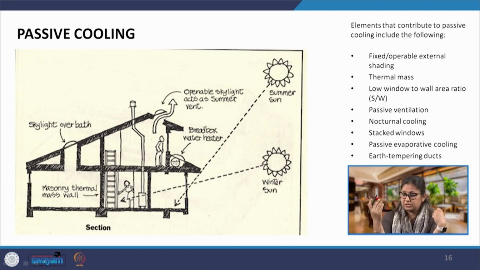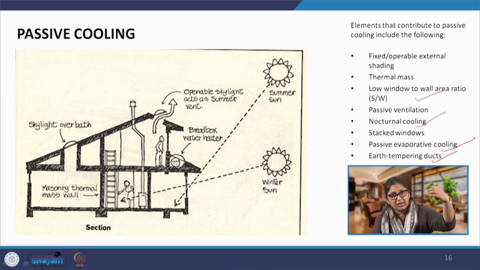For cooling again the broader domains remain the same, but their application changes. For example, minimal window to wall ratio is required in areas which require more cooling. Then we might be requiring nighttime cooling, or we might be requiring evaporative cooling, earth ducts, where before the air is brought into the building, it is passed through heavy mass under the earth, which is at an average annual temperature throughout.